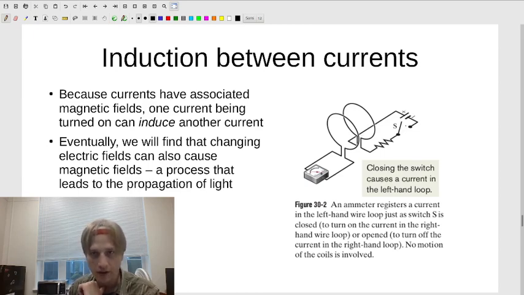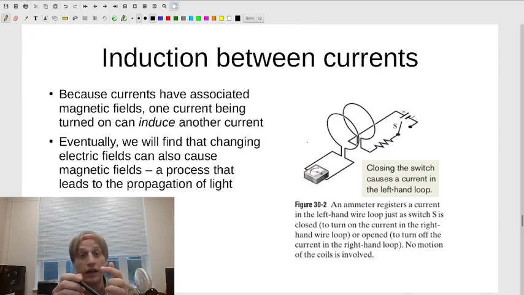And of course, if you open and shut this switch, you can go ahead and create an alternating current. And in fact, this is what we're going to do several weeks from now. So we're not going to do it quite yet, but you can use this to explain how first, things like radios work, because you have to have an oscillating circuit, and eventually even how light propagates.